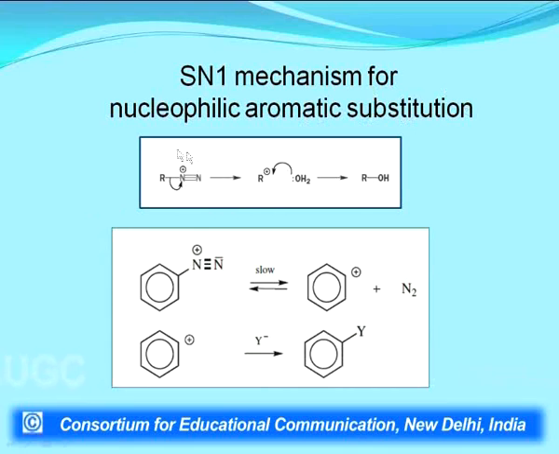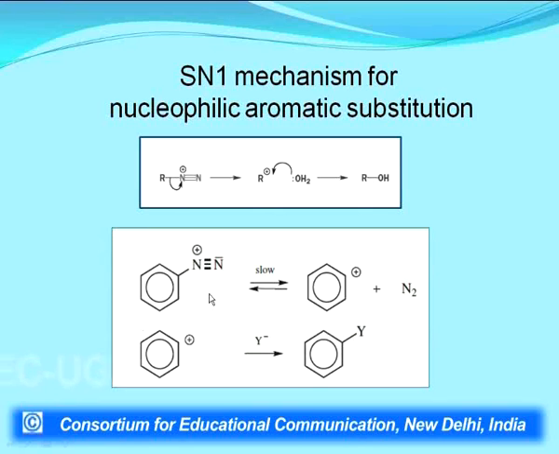Now, this is an aliphatic diazonium salt. What happens? As I said, they are not very stable. This nitrogen is very easily lost. We get this carbocation. This carbocation reacts with water, forming this alcohol.